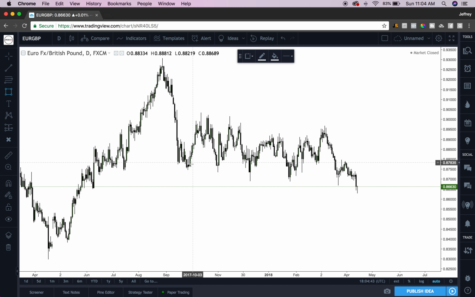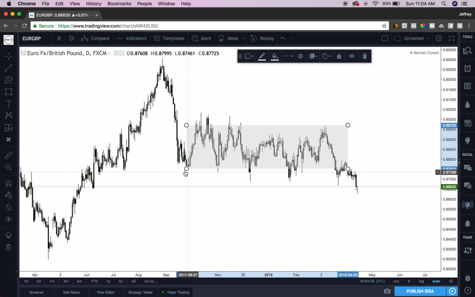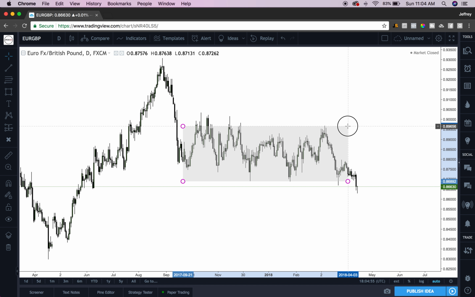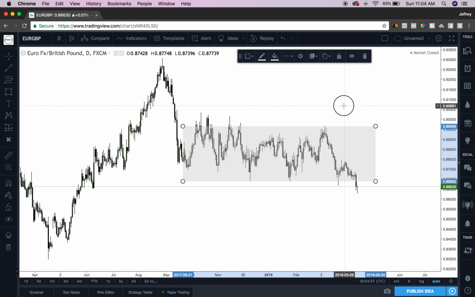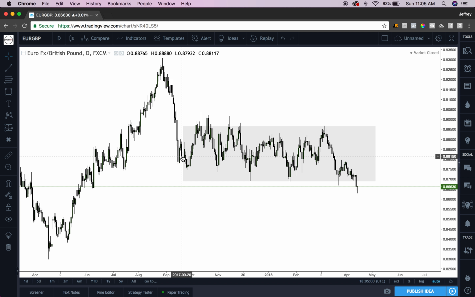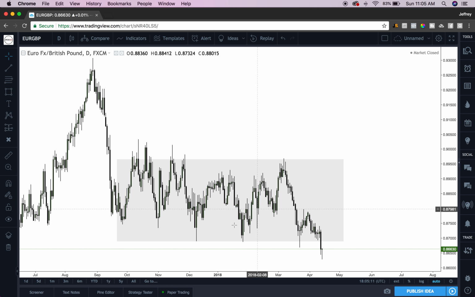Now, if you look at this pair, we were consolidating from September 2017 until last week, literally Friday. So this goes into exactly what I was talking to you guys about, the strong bearish candle or just a wick through it, okay?